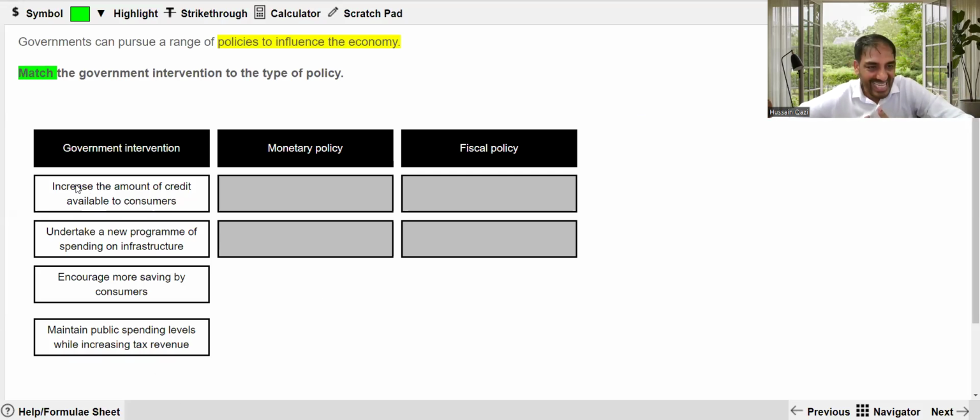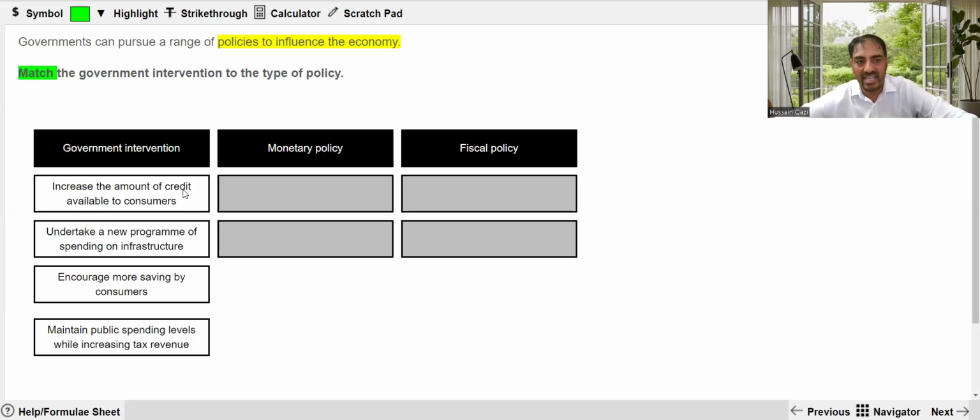First, read the requirement. Don't be desperate to move forward. Cool down. Number one, increase the amount of credit available to consumers. Undertake a new program of spending on infrastructure. Encourage more saving by consumers. Maintaining public spending levels while increasing tax revenues.